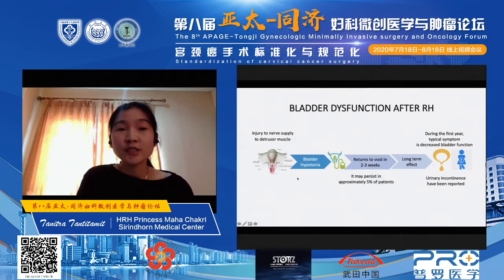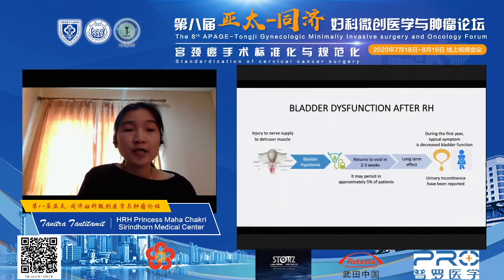The next complication is quite common. I would like to talk about bladder dysfunction after radical hysterectomy. It is caused by injury to the nerves supplying the detrusor muscle. At first, it is called bladder hypertonia, and then it gradually changes to bladder hypotonia. Usually, we insert a Foley catheter for about 3 days, 5 days, or 1 week.